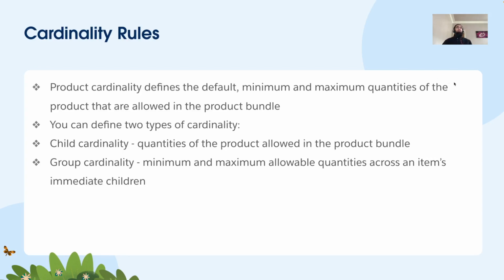There are two types of cardinality. Child cardinality is the number of child products which should be associated with the bundle. I can have optional child products, or I can make them mandatory, and I can also define the quantity and the default value as well. And then in the group cardinality, I can say for a certain number of child products, this is the minimum and maximum allowable quantities across my immediate children.